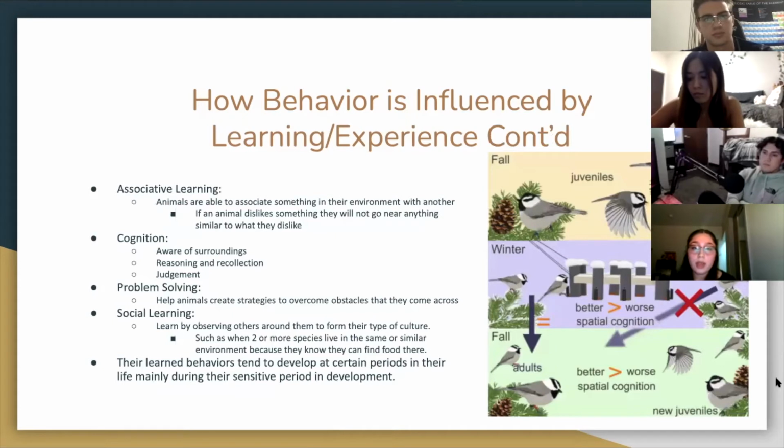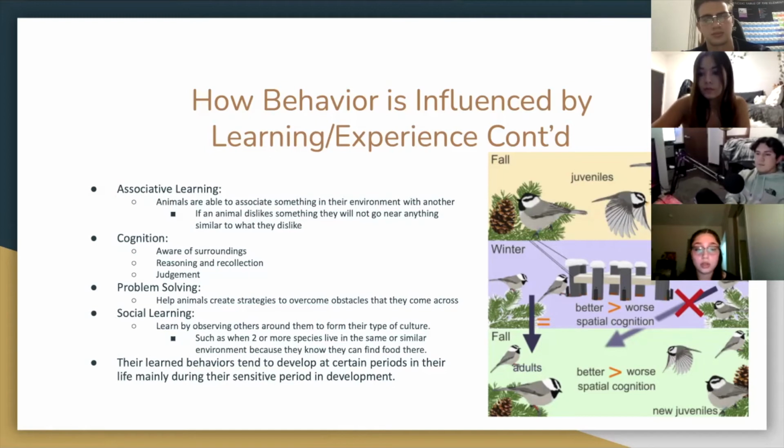And then they also have associative learning, and animals are able to associate something in their environment with another. So let's say an animal eats something and they dislike it, they'll try to stay away from things that look similar or taste similar to it. Then they have cognition, which makes them aware of their surroundings and helps them have reasoning and recollection, as well as judgment when making decisions. Then they have problem solving, which helps animals create strategies to overcome obstacles, such as finding new ways to find food for themselves.